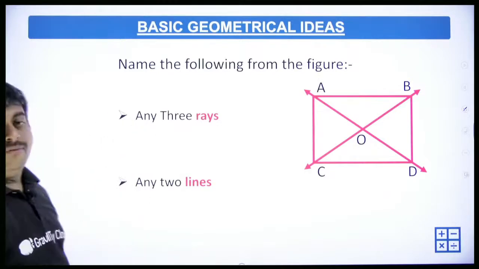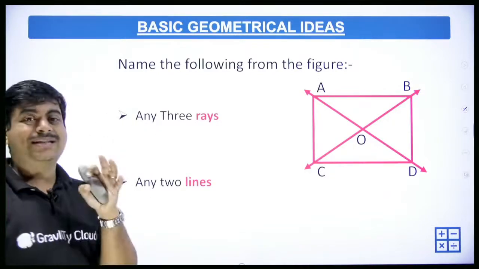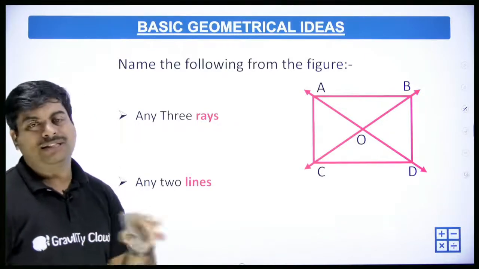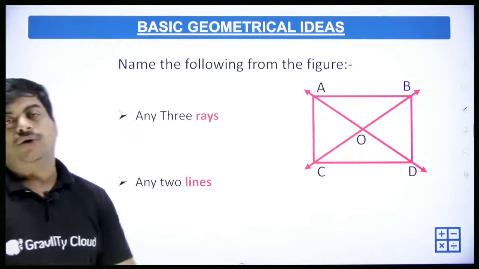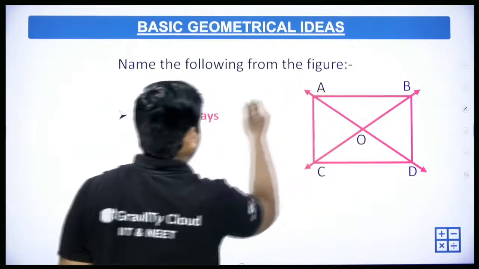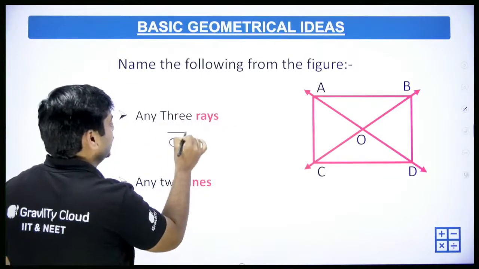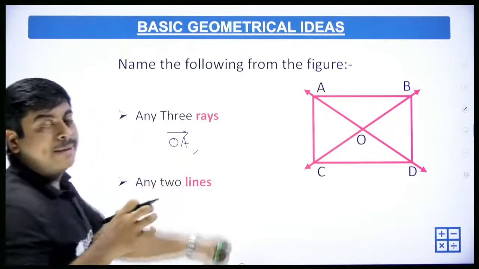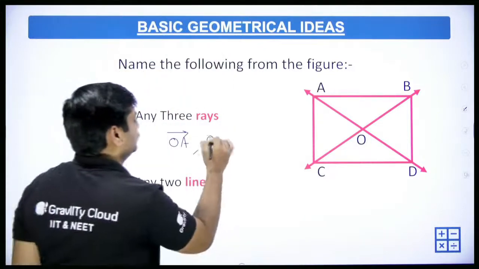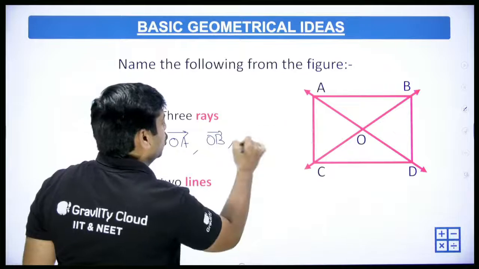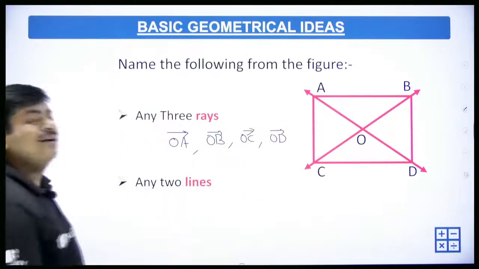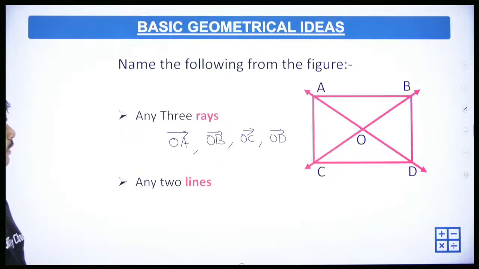Any 3 rays is again a very important thing. A ray has an endpoint or starting point at one end, and at the other end it does not; it continues forever. So OA ray is one ray. It starts at O but does not end at A; it just continues. In the same way OB ray, OC ray, OD ray. All these are different rays.